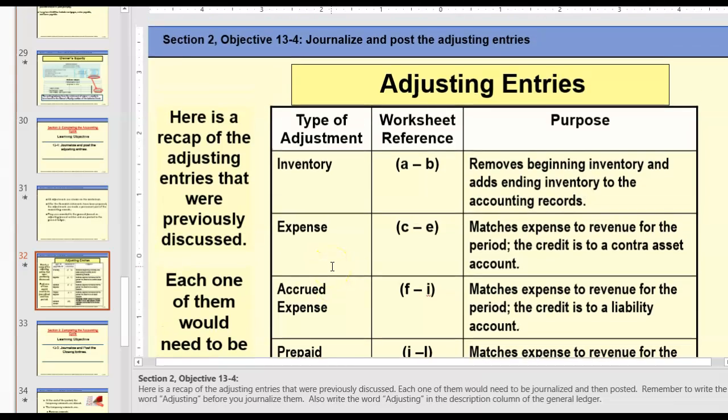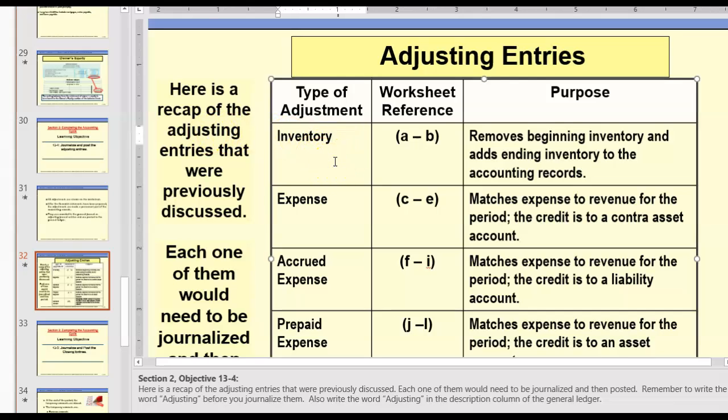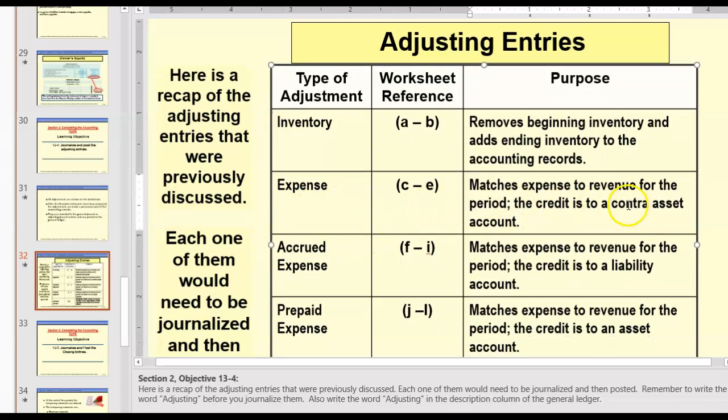Okay, there's a recap, which is really cool, of the adjusting entries. So, inventory adjustment removes the beginning inventory and adds the ending inventory to the accounting records. Remember, we did that in the last chapter, chapter 12, with the income summary account and the merchandise inventory account. Expenses matches the expense to the revenue for the period. Then that would be like depreciation for one thing. Depreciation expense matches it to the asset that depreciates.